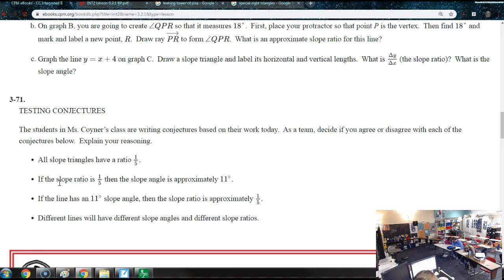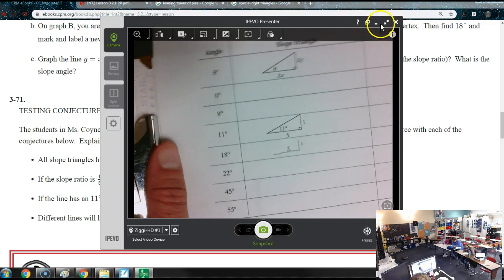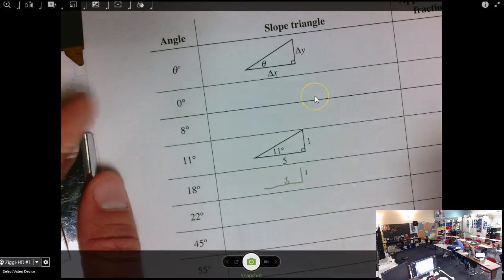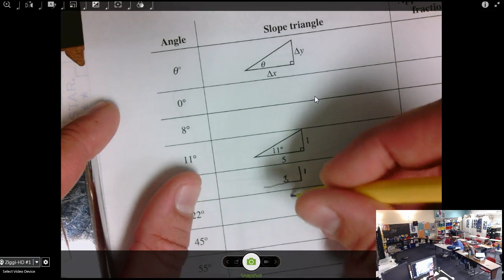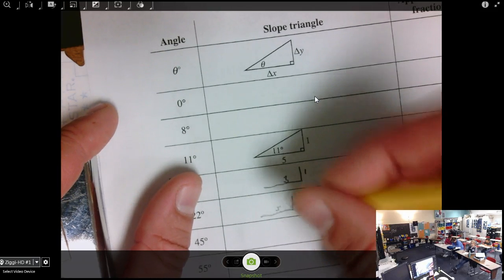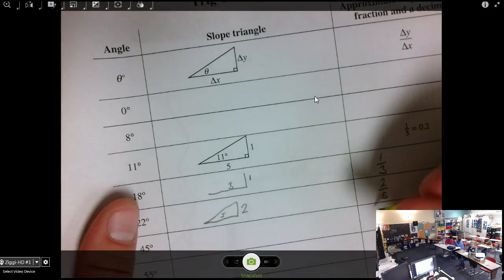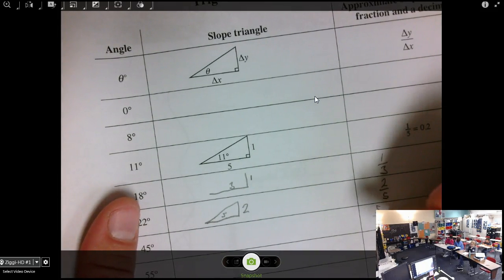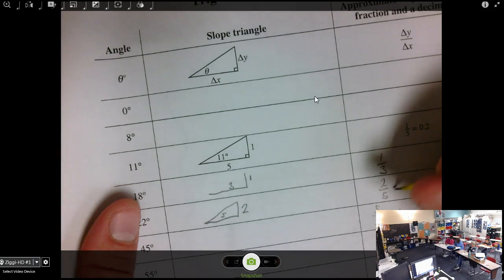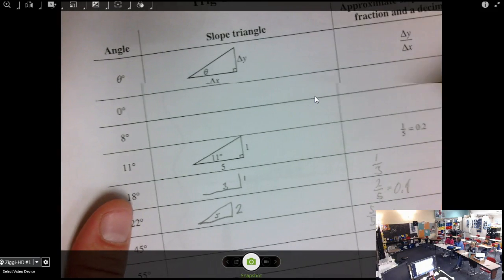We said 18 degrees. 45 is 1, right? So 1/1. We said this was 2 to 5. 1/1 equals 1. This is 1/3, 2/5. Anything over itself. Oh. 22 is 2/5. 5 over 5.